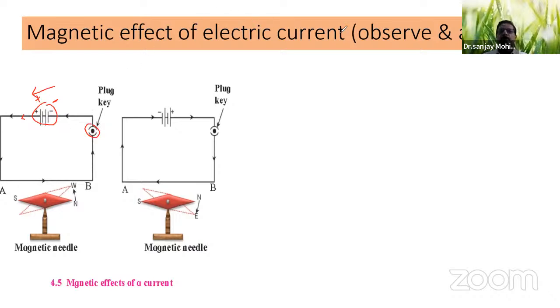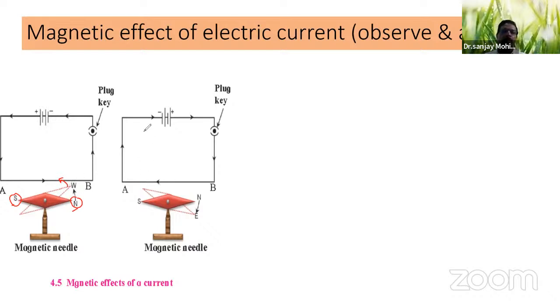Now what happens if the current is passed through the conductor? The original direction of the magnetic needle as shown in the figure is south and north. And we observe here there is a deflection towards the wire. It clearly indicates that whenever the current is passed through the conductor, the magnetic needle is deflected. The reason is that a magnetic field is produced.